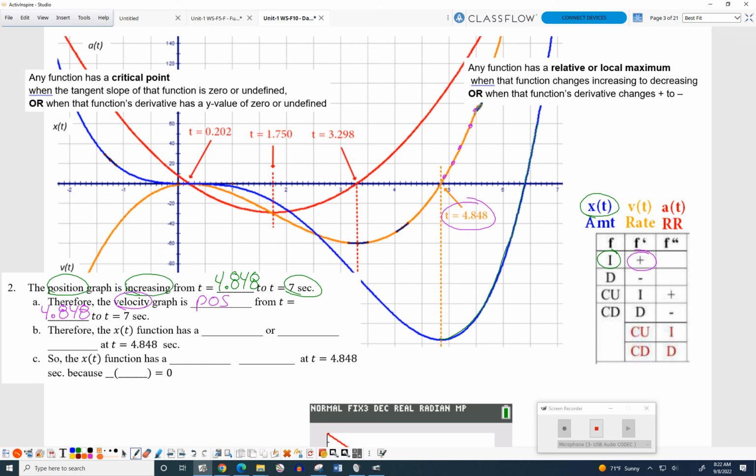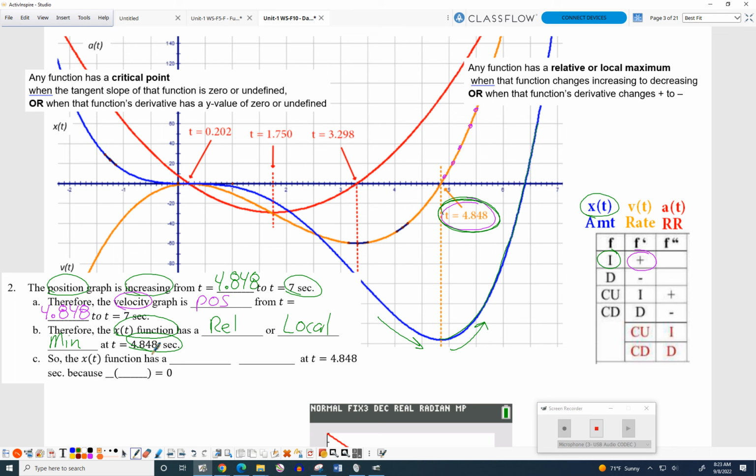Cool, keep going. Part B, therefore the position function, back to green. Okay, they're focused on this time right here. And we're noticing that what the position did is, as we discussed, the position went decrease, and then the position went increase. So the position has a relative, or local min, at that time. Questions?